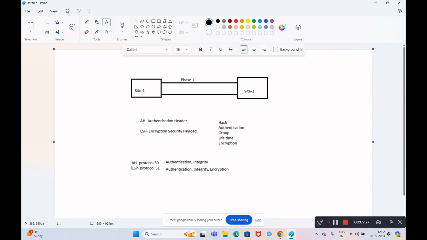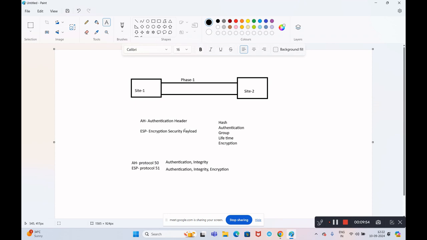So mainly, all the IPsec peers or all the IPsec sites will use only the ESP protocol in their environment, because encryption is added in ESP, but there is no encryption in the authentication header. These are the two protocols that are used in IPsec.